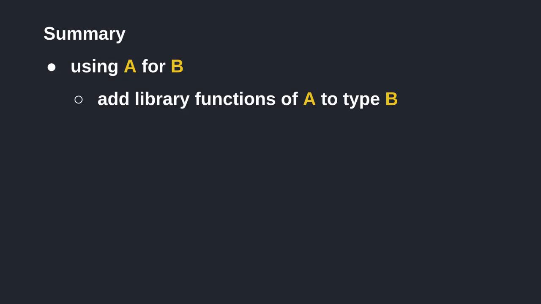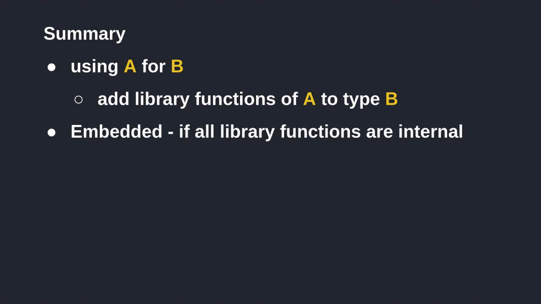So in summary, using the A for B syntax, you'll be able to add functions of library A to type B. The code of the library will be embedded into the contract that is using the library if all of the library functions are internal. And this will be done when you compile the contract.